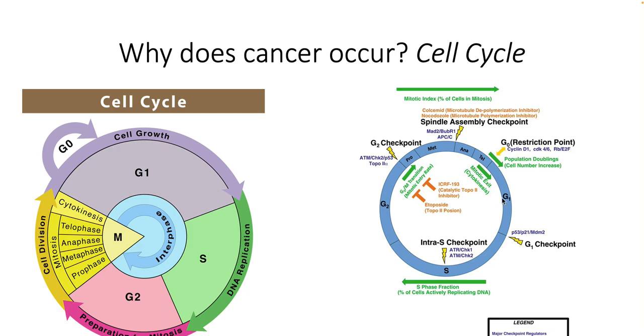The G1 checkpoint basically says, are we big enough to replicate our DNA? Yes. The intra-S checkpoint is asking, are we replicating our DNA properly? And then there's not another checkpoint until the G2 checkpoint, which asks, did we replicate our DNA properly, is it free of mutations, and are we big enough to divide?